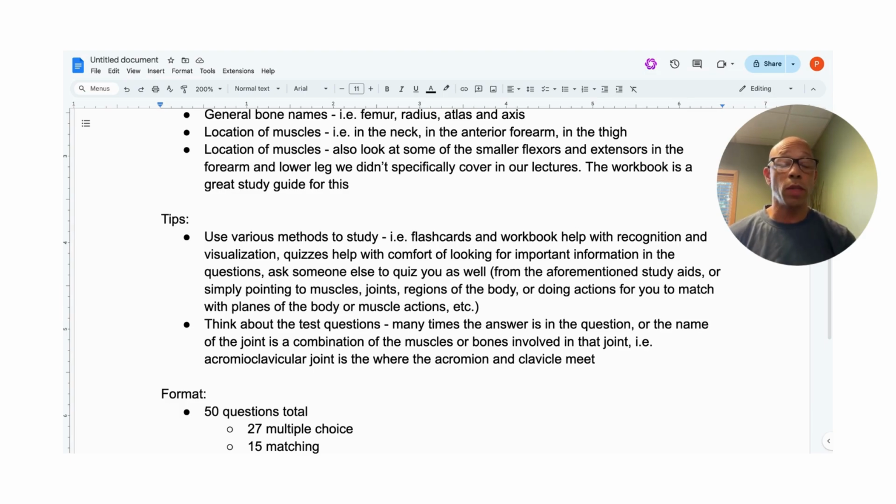So look for cues within the question. If something is asking you for the name of a muscle or the name of a joint, oftentimes the name of the muscle or the joint is in the question already. For instance, if someone's asking about the acromioclavicular joint, where is this located, or what two bones form this joint? Well, the name of the bones are right there in that term. Acromioclavicular, if you break that apart, would be the acromion and the clavicle. And usually those answers are within the answers that you can choose from.